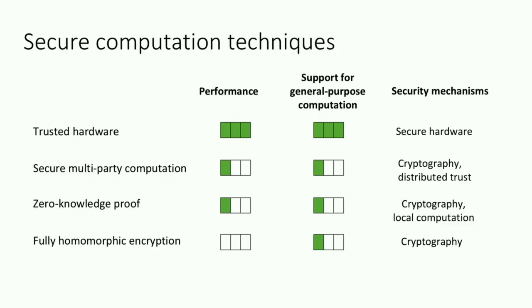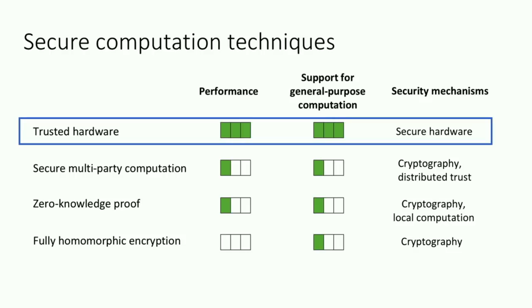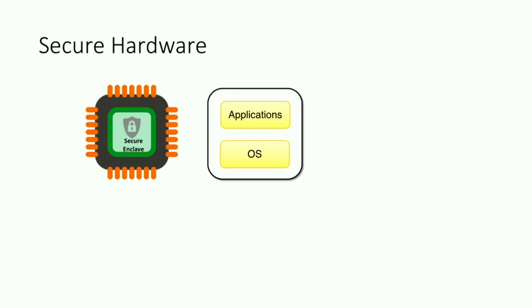and hence it can only be used for very limited use cases. And in the Oasis blockchain platform, we actually use a combination of these different techniques. Depending on the actual use cases of the smart contracts, we use different combinations of these techniques to enable confidentiality preserving execution. So now let me just briefly say a few words about the secure hardware aspect.